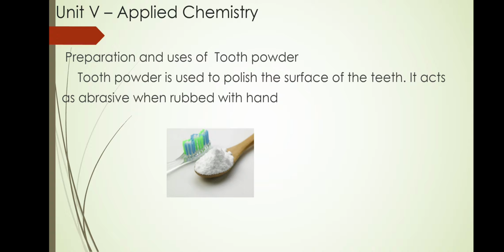So, preparation and uses of tooth powder. What is a tooth powder? It is a substance or powder which is used to polish the surface of the teeth. It cleanses, it removes all the plaques in the teeth. So the teeth will have a polishing look, and it acts as an abrasive when rubbed with the hand. When we rub it, all the plaques will go. That is abrasive. It acts as an abrasive and removes all the dirt.